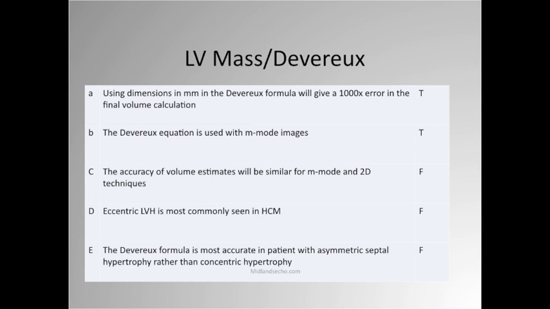Eccentric LVH is most commonly seen in hypertrophic cardiomyopathy. That's false. Remember, eccentric LVH is when there's normal wall thickness but a big ventricle. The Devereux formula is most accurate in patients with asymptomatic septal hypertrophy rather than concentric hypertrophy. That's untrue. Sorry, that's false.